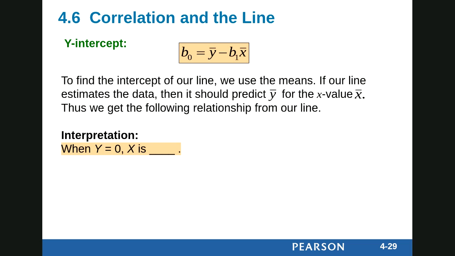And again, the interpretation. Oh no, this should say when x is 0, y is. So I'm going to correct that. It shouldn't be when y is 0. It's when x is 0. So you have to fix that. I just noticed that. When x is 0, this is the value for y.